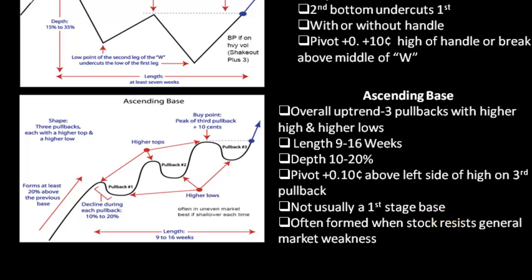and it's often formed when a stock is resisting a general market correction. So as other stocks are falling, the stock is so strong that it's trying to make it up, and then it's getting pushed down. Then it keeps trying and keeps trying, and eventually when the general market changes back to an uptrend, it will break out.